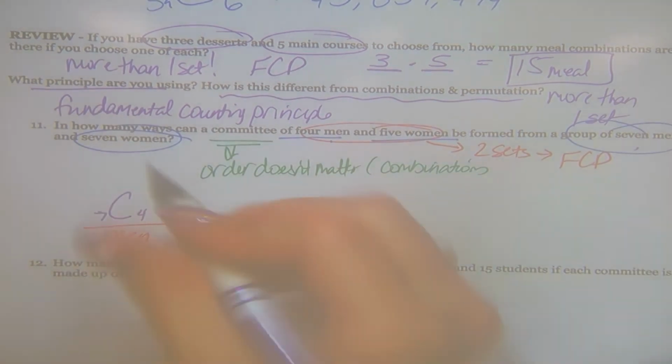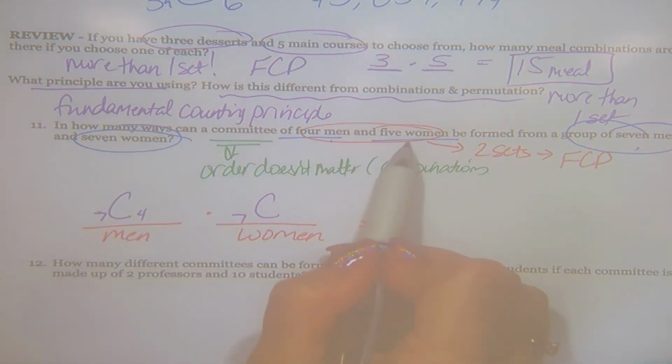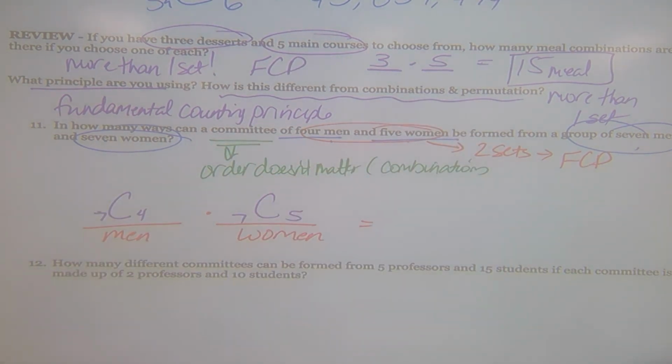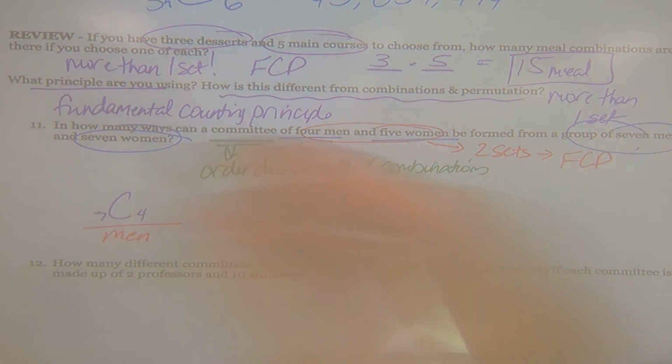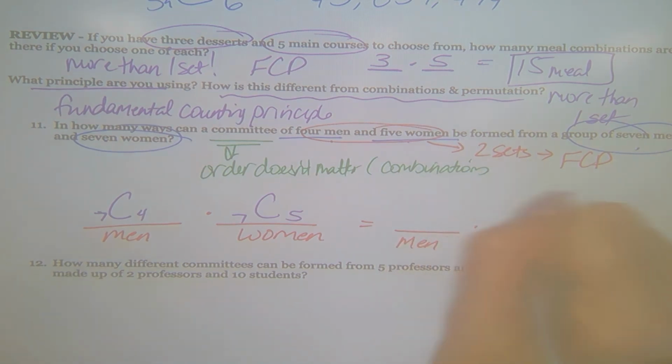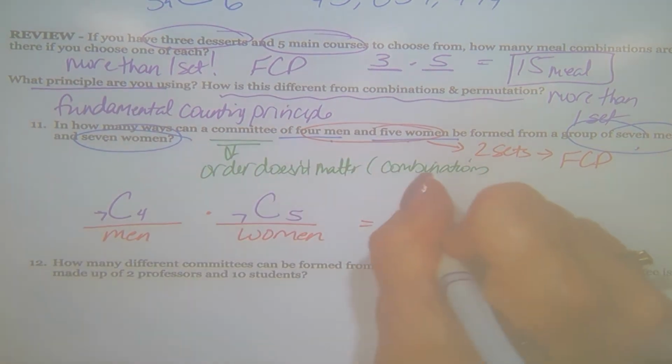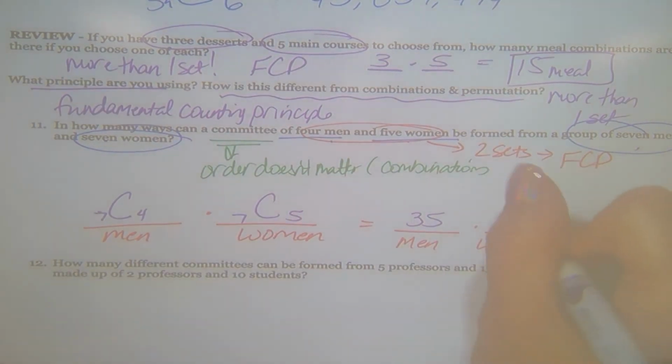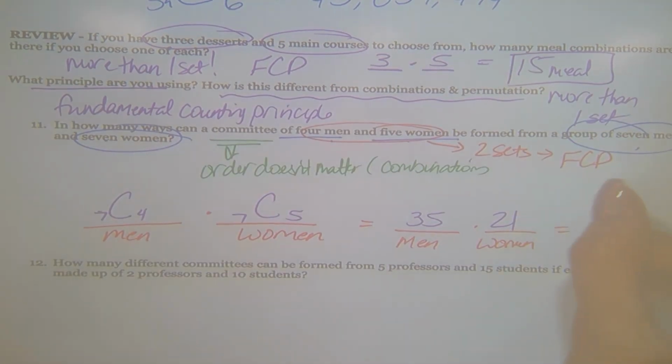Then for the women, I've also got 7 women to choose from. Now I'm going to pick 5 of those 7. So I need to figure out the number of combinations of the men and the number of the combinations of the women, and then I'm going to multiply those values together. When I do that, feel free to use your calculator. I see that there are 35 combinations of those 7 men, and there are 21 combinations of those 7 women. And that leads me, when I multiply those values together, to 735 ways I can select my committee.